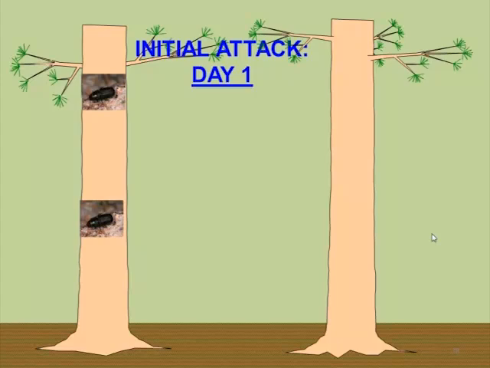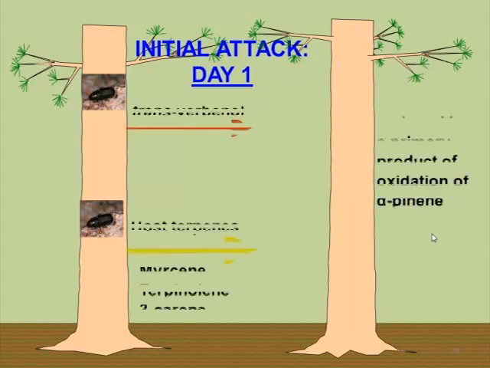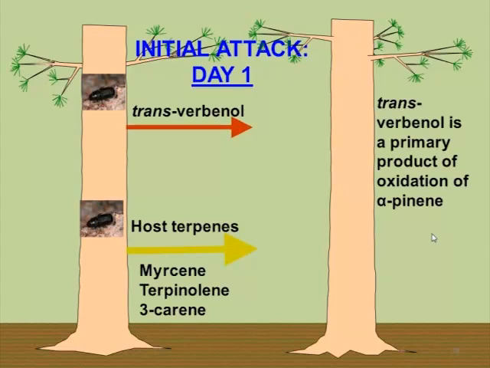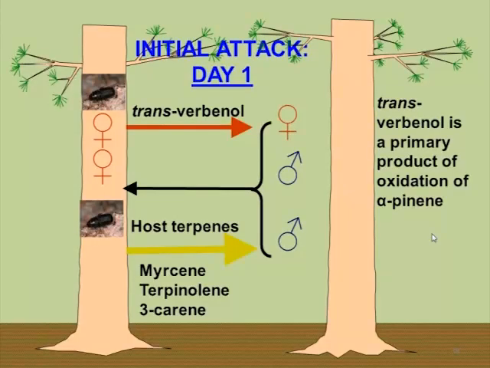When the beetles find a suitable host, they release a pheromone called trans-verbenol. That's the female pheromone. The purpose of that is to bring additional males and females to the system. That is the first stage. And trans-verbenol is a product of alpha-pinene. They are chemically very similar.